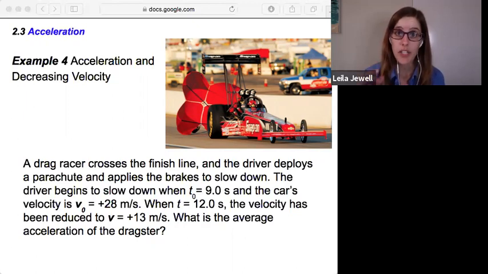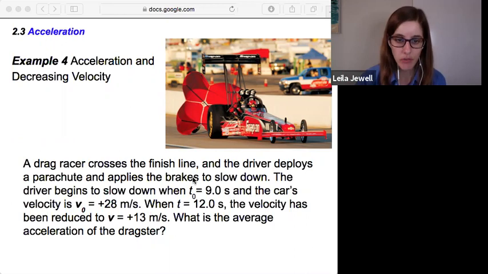Down the road, you'll need to identify that the driver starts to slow at this 9 seconds. That's my initial time. And then the later time is the 12 seconds. Similarly, the later velocity is the 13 meters per second versus the earlier velocity is 28 meters per second. And this initial velocity isn't the very beginning of the race before the car left or even the finish line. It's just the initial velocity at that 9 seconds time of interest.